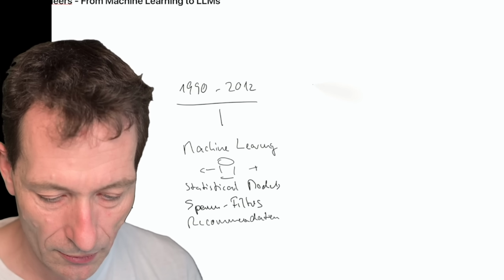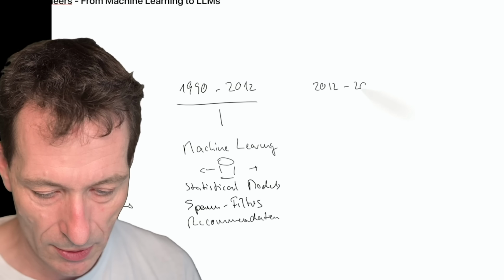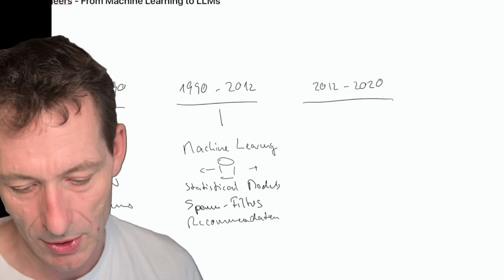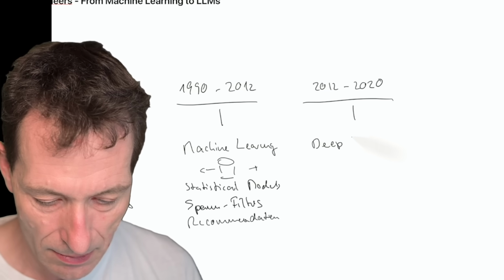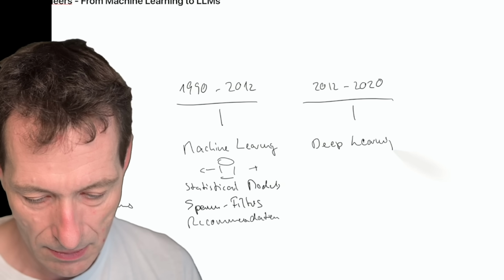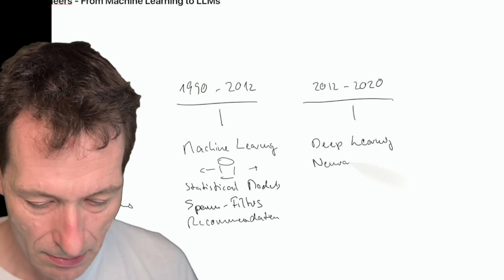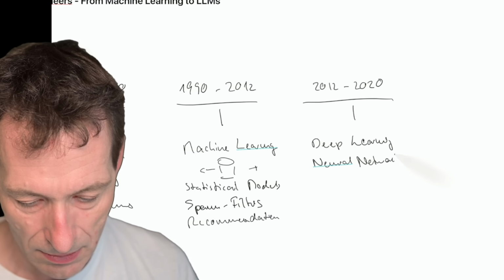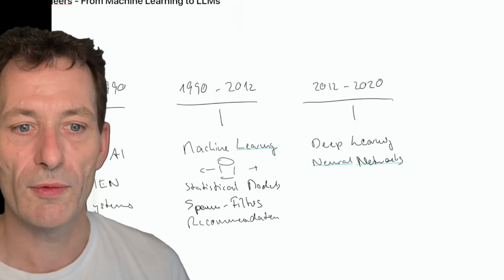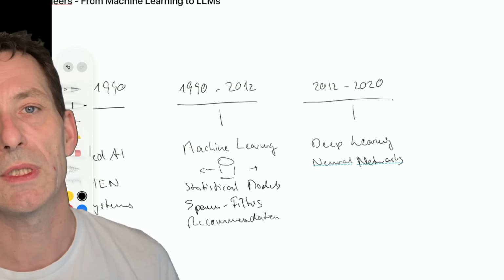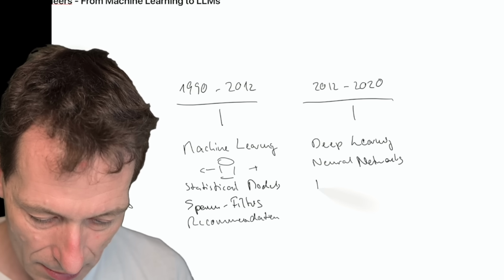From 2012 to roughly 2020, you know what happened after 2020 most probably. This was the era of deep learning. This was the era of neural networks. And this is like the foundation for everything that is large language model, because large language models are built on top of that. This is also the era of image recognition.